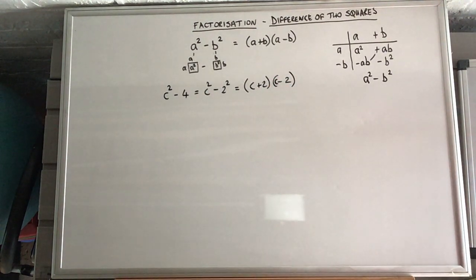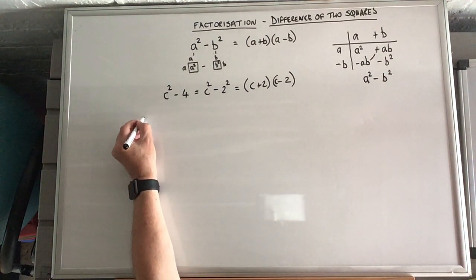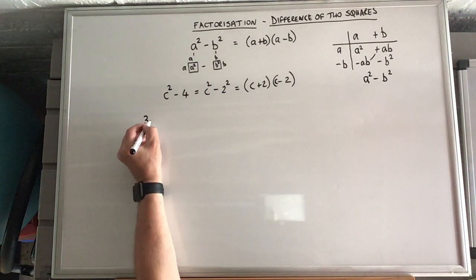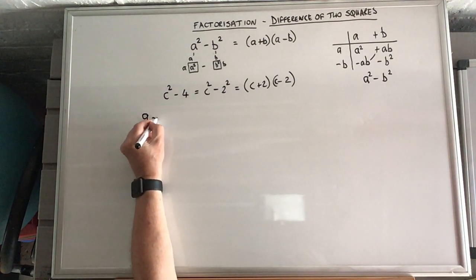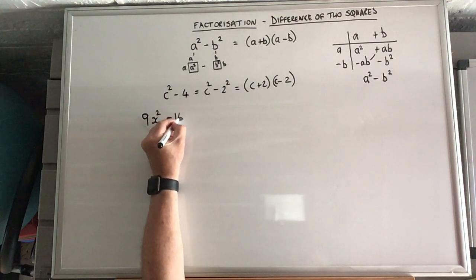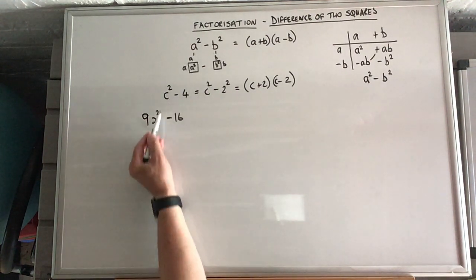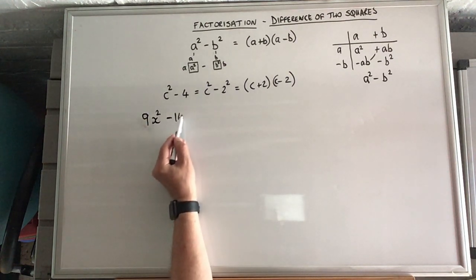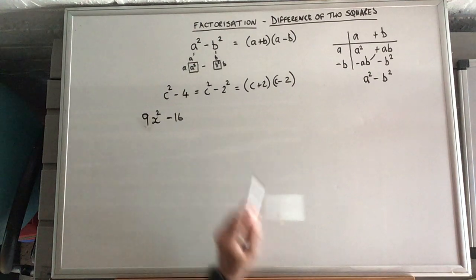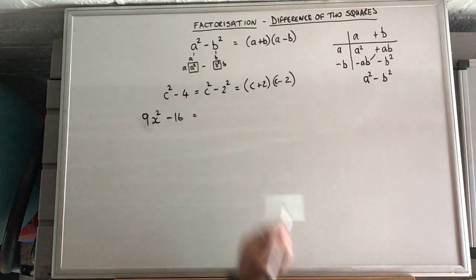Let's try a slightly harder one. Let's try 9x squared minus 16. That's not quite a square term yet. This is a square term, but that's not a square term. That's 9, but it's a square number, so it's going to help us. And 16 is a square number as well, so we have to rearrange that a wee bit. So let's rearrange it properly.